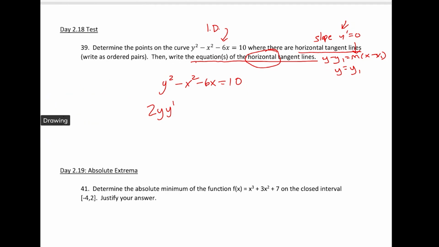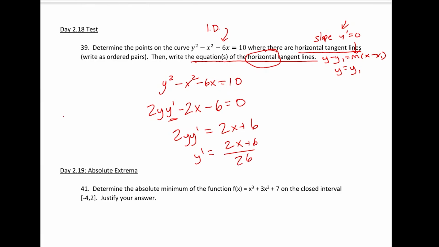So we've got 2y y prime, minus 2 times x, minus 6 equals 0. And then we're trying to solve for y prime here. So we're going to add the 2x and the 6 to the right-hand side, and then divide everything by 2y. That should be a y, not a 6.